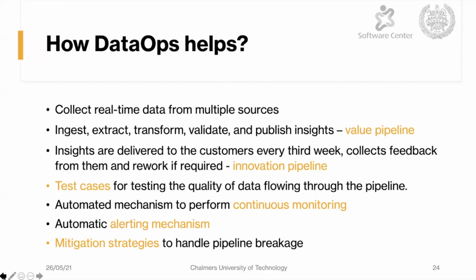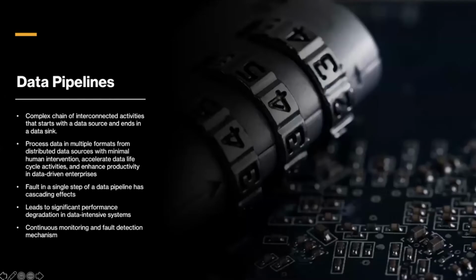There will also be test cases for testing the quality of data flowing through the pipeline. There will also be continuous monitoring, which is an automated mechanism, and an alerting mechanism, which is also automatic. Simply identifying the faults will not serve the purpose, so DataOps will also have mitigation strategies to handle pipeline breakage. We have already seen that the data pipeline is a critical component for implementing DataOps, so our next study was based on data pipelines.